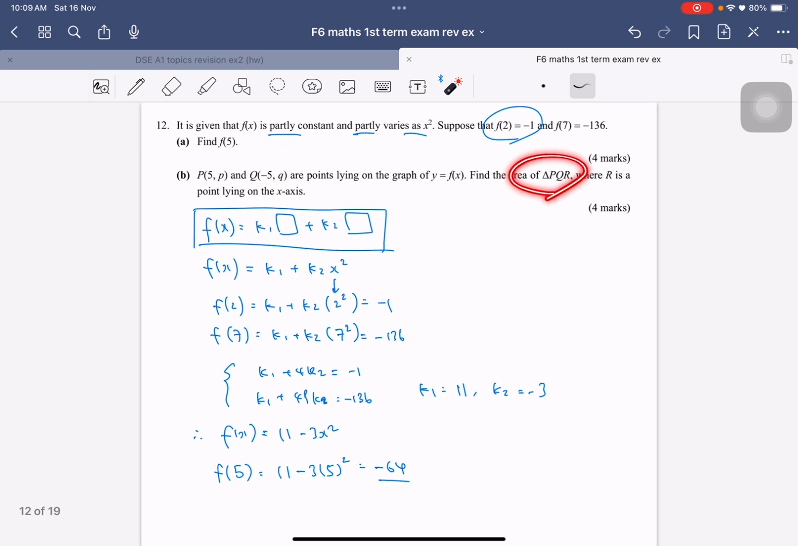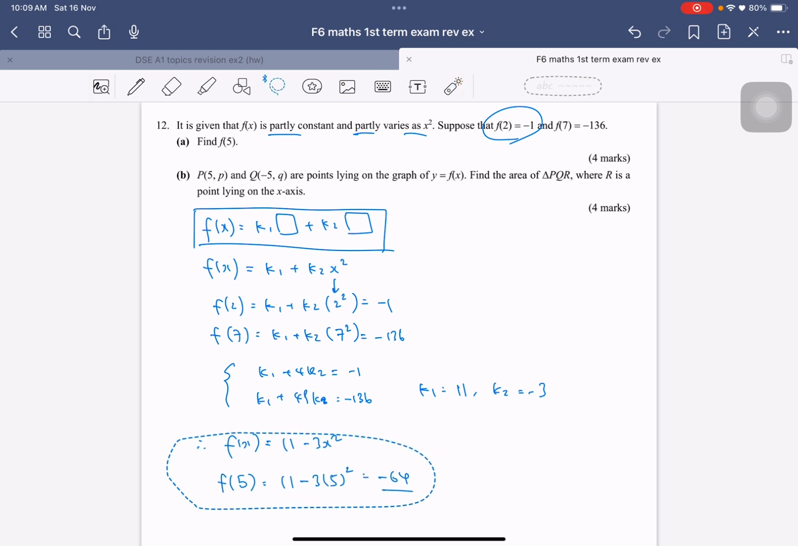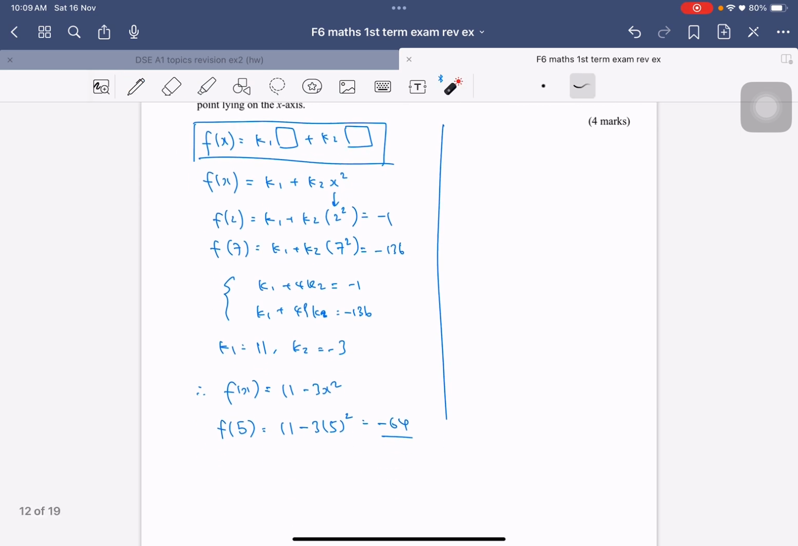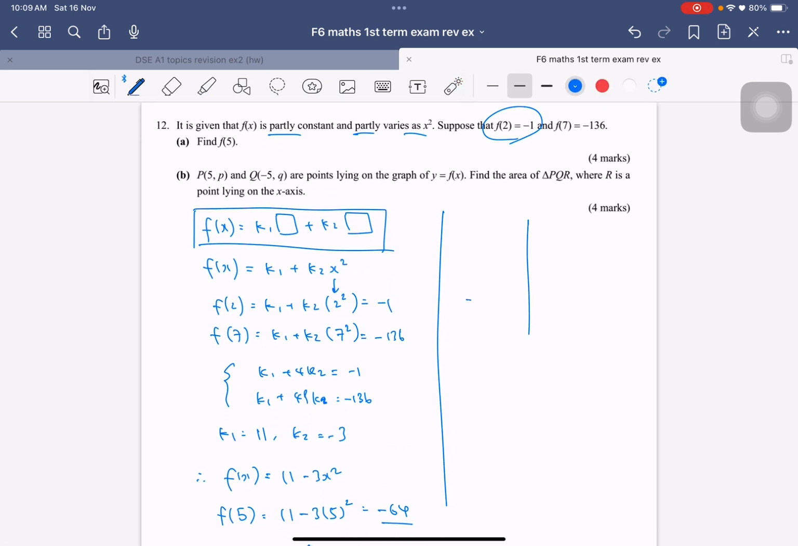So you need to find the area of PQR, but R is actually a point lying on the x-axis. When you just read the wording of the question, it's very hard to do that directly. It's better for you to draw the graph out. So let's try to draw this graph. I draw it on the right hand side. Let's look at this f(x). This is actually a quadratic equation, isn't it? So f(x) is equal to -3x squared plus 11. Which means a is smaller than 0, so it's open downward, a sad face. And 11 means your y-intercept.